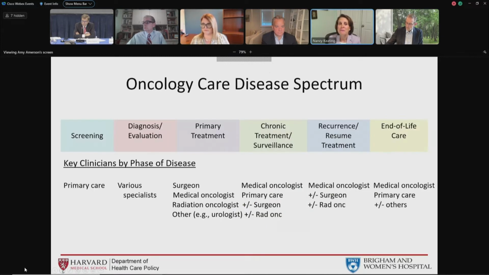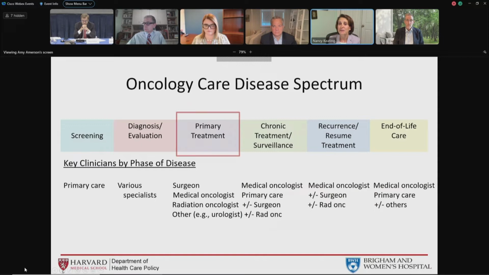Next slide. This graphic depicts the complexity of cancer care across the disease spectrum, from screening and diagnosis to primary treatment, surveillance, recurrence, and end-of-life care. At each phase, there are various types of physicians who provide care to patients, including primary care physicians, medical oncologists, surgeons, radiation oncologists, palliative care doctors, and others.